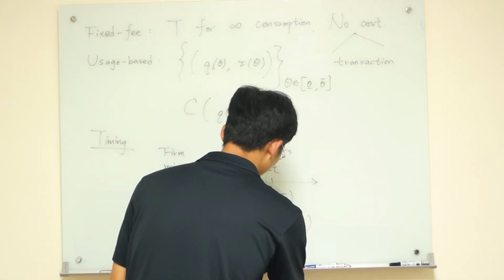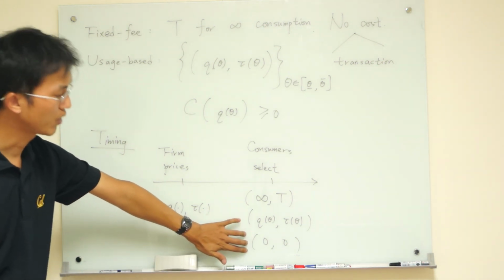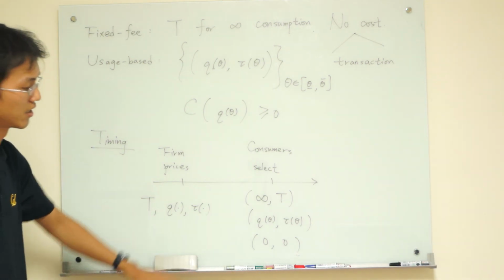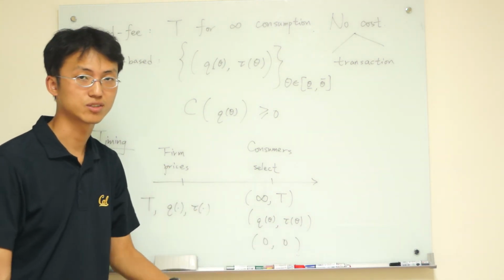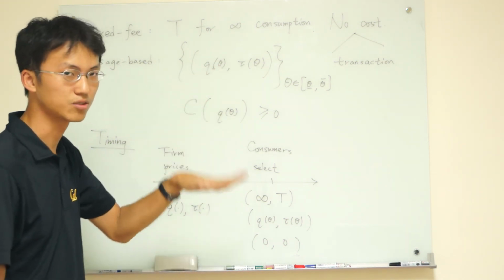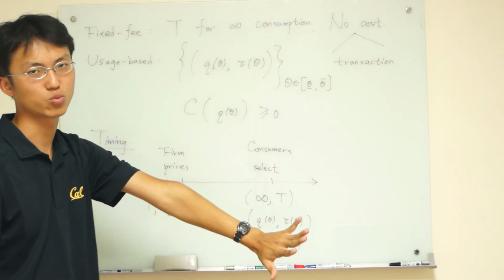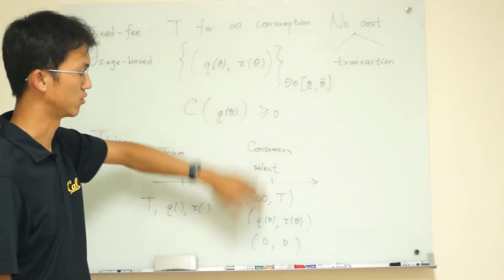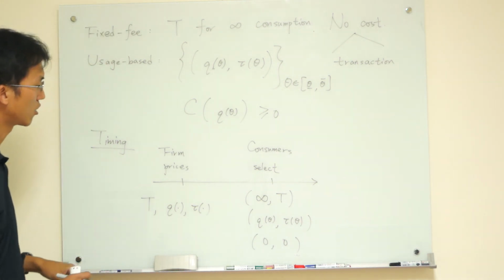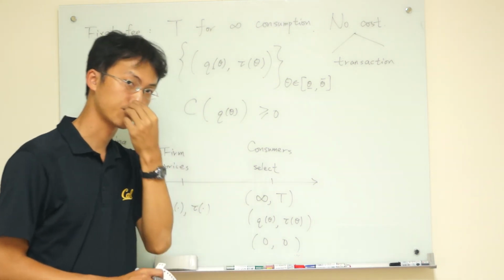Or you may choose 0, 0, right? You may choose not to buy this product and get 0 utility. That's still an option. Eventually, we're going to see that in the optimal usage-based plan, some consumers will decide on 0, 0. As a firm, I do not want to serve those consumers. They will also choose 0, 0. In that case, these two are just the same thing. So firms decide pricing plans, and then consumers select pricing plans.